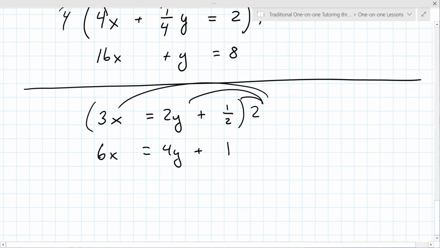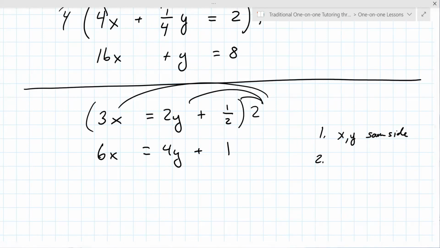Okay, that's great. Now, is this in standard form as is? Yes. What is the first requirement for standard form? Do you have it in your notes? It's that x and y are on the same side. I would recommend writing this down. You're asking, are they on the same side of the equal sign? They're not. One is on one side and one's on the other.